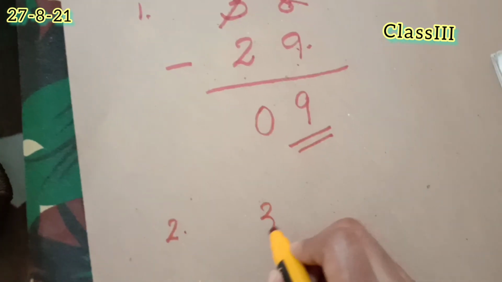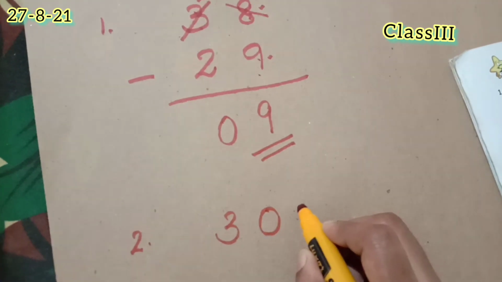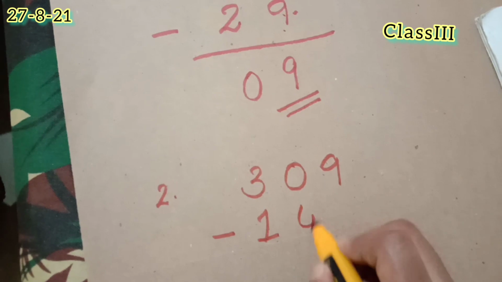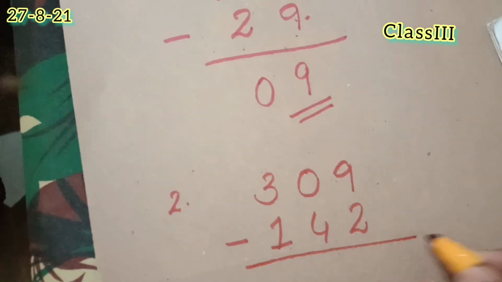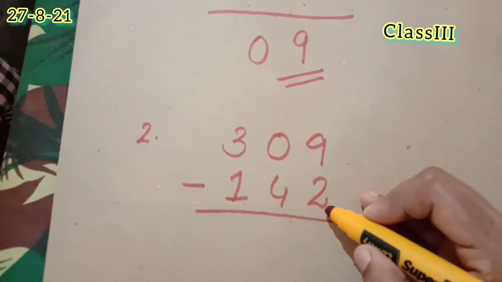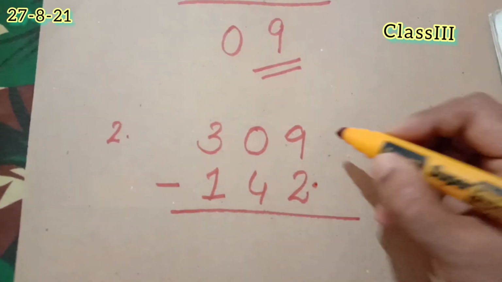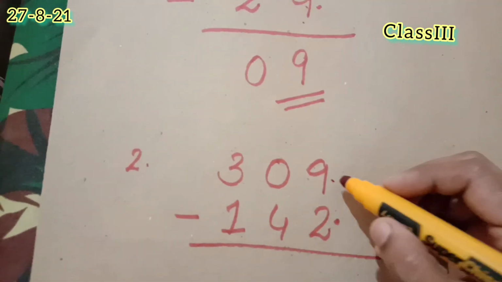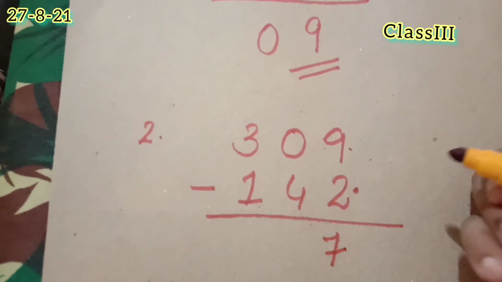Consider 309 minus 142. How will we do it? Consider the numbers in ones place. 9 minus 2. We can do this because this is the smaller number; we need to take away from the higher number. Possible. 9 minus 2 is 7.